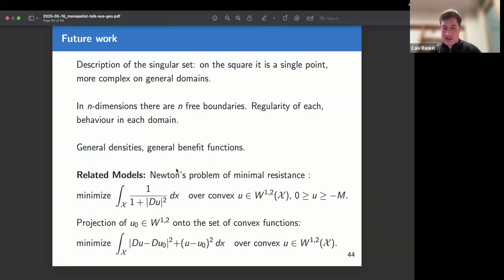And it would be good to deal with some related models. So, for example, a very well-known problem called Newton's problem of minimal resistance, it's to minimize the integral of 1 over 1 plus |du|² over convex functions bounded below. So this is actually a problem that's been known for much longer, but hopefully it will yield to the same tools because it's essentially of the same form, minimizing an integral over the space of convex functions.